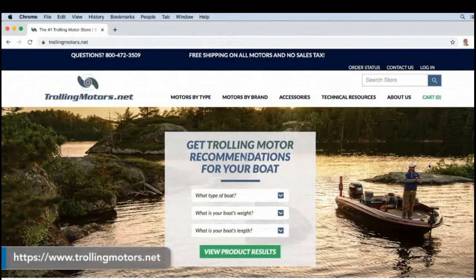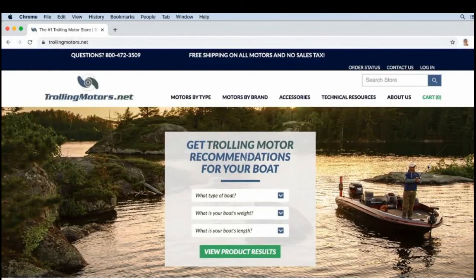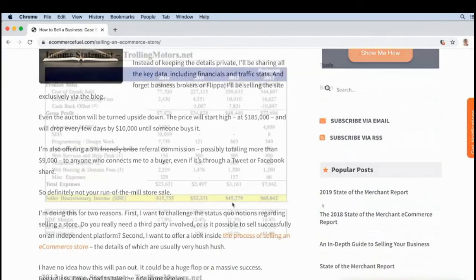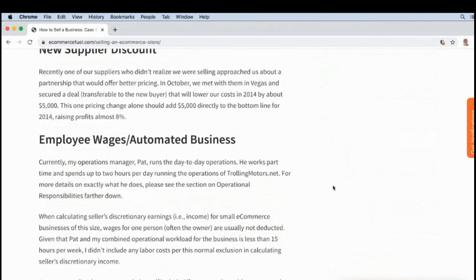Another somewhat well-known store is trollingmotors.net, not because of the trolling motor market, but because it was sold by Andrew Youderian, who talked about it on his e-commerce podcast and blog. As you can see from the growth chart, this store actually lost money in its first year. The owner invested in a lot of programming and SEO that took time and money, but by the third year, he was able to automate much of the business, and now he can operate the business with just 2 hours a day.